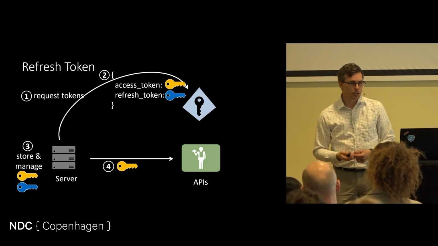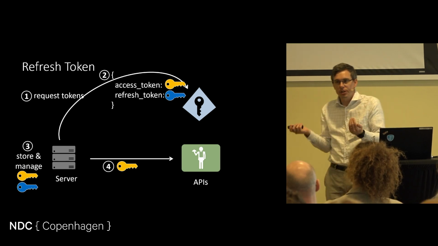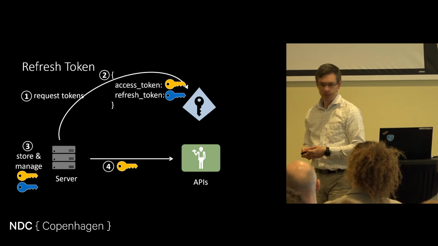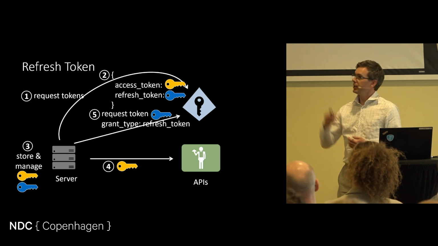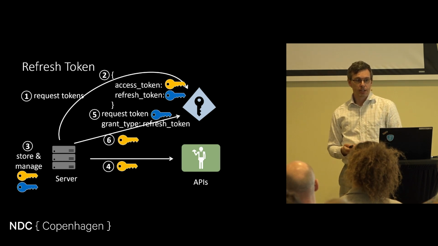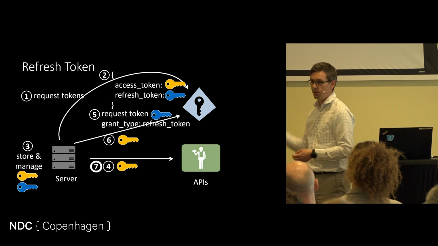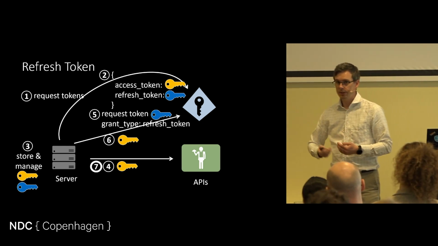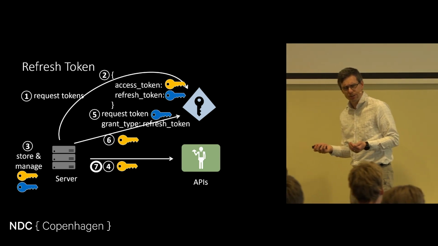And then we want a way for the server, when this is expired, to get a new token. And that's where the refresh token is used. The server calls the authorization service with the refresh token and asks for a new access token that it can then use in subsequent calls. And this way, the user does not have to log in again every 5 minutes. That would be kind of awkward, wouldn't it?